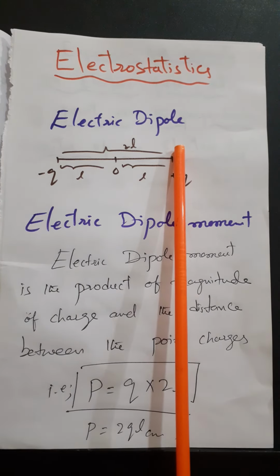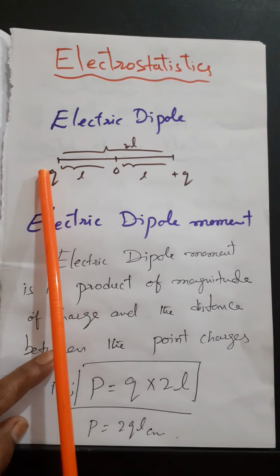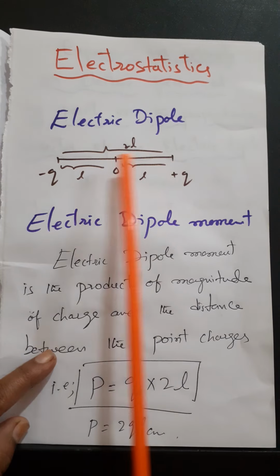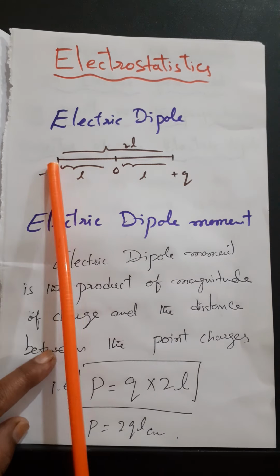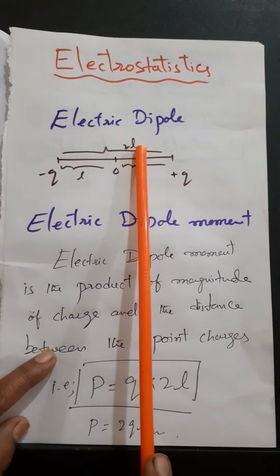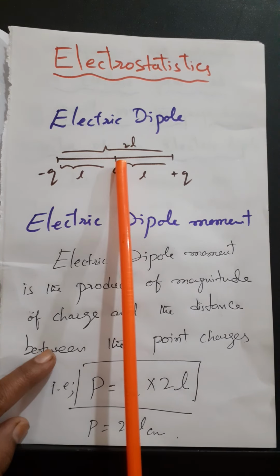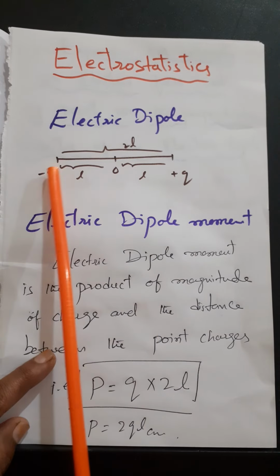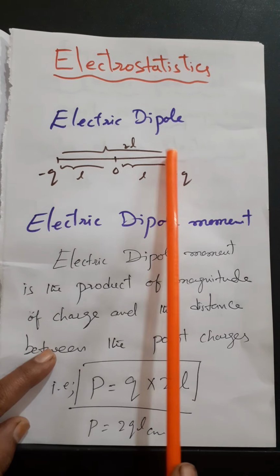An electric dipole is a simple arrangement of two charges separated by some distance. Here the minus q and plus q charges are separated by a distance of 2l. The center of these two charges is O. The distance from O to plus q is l and from O to minus q is l. The total distance is 2l.